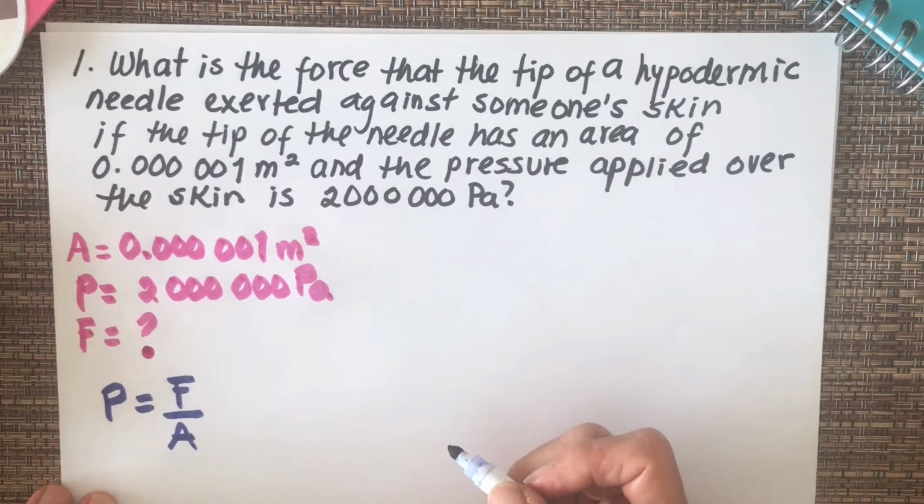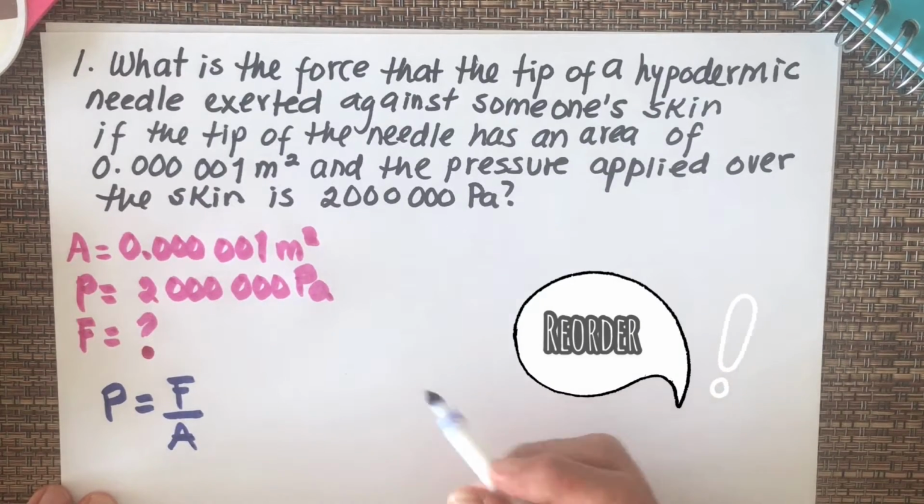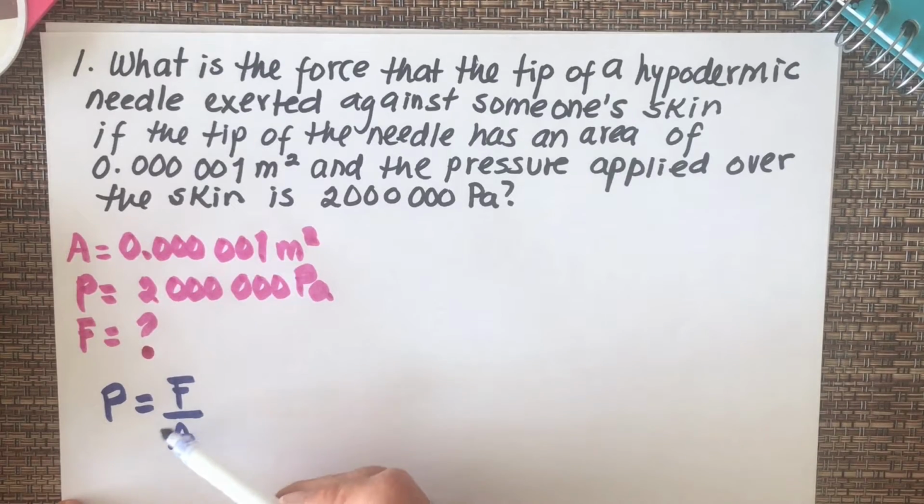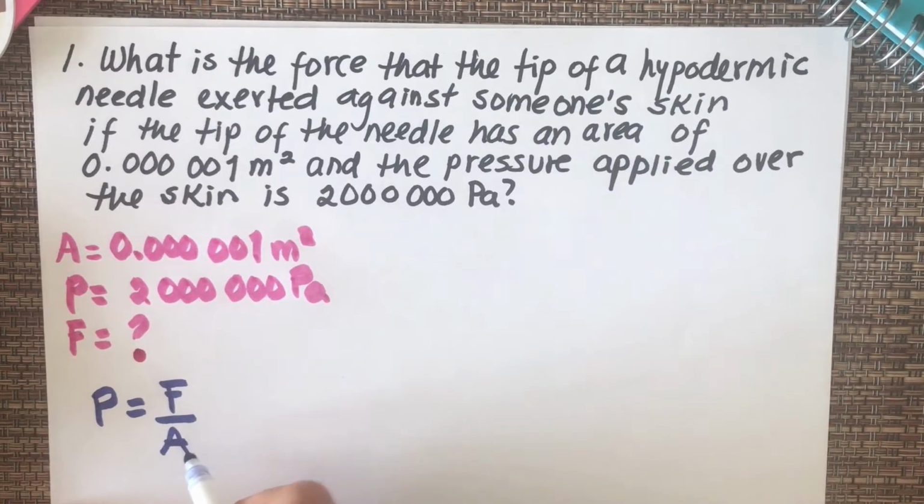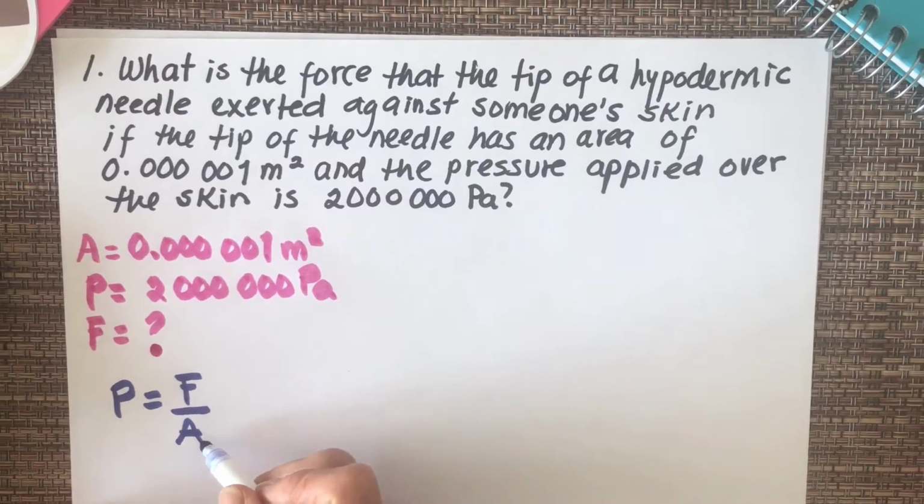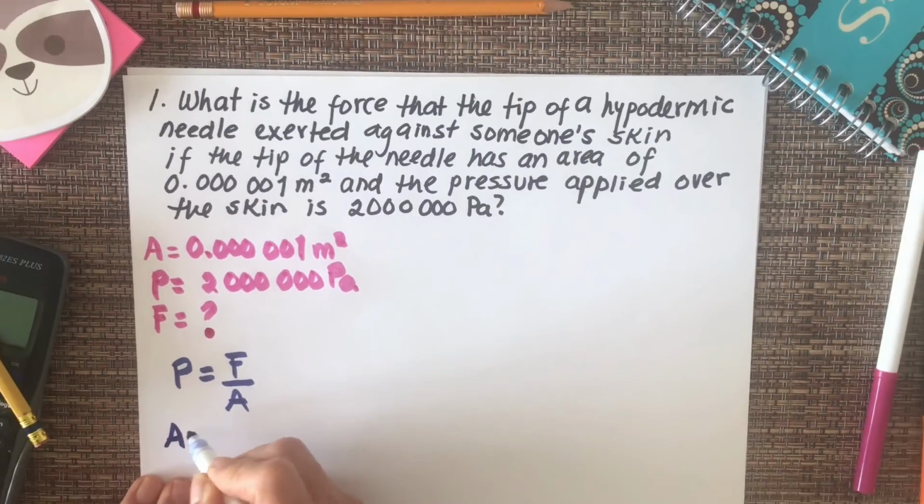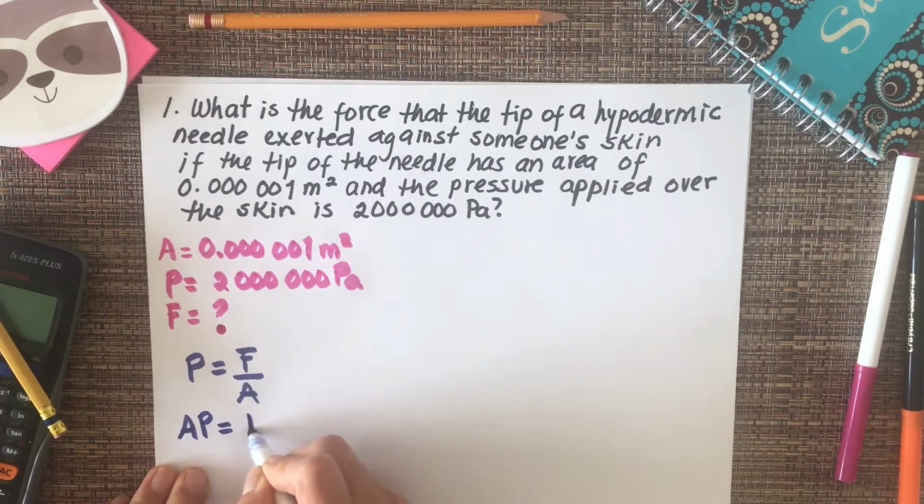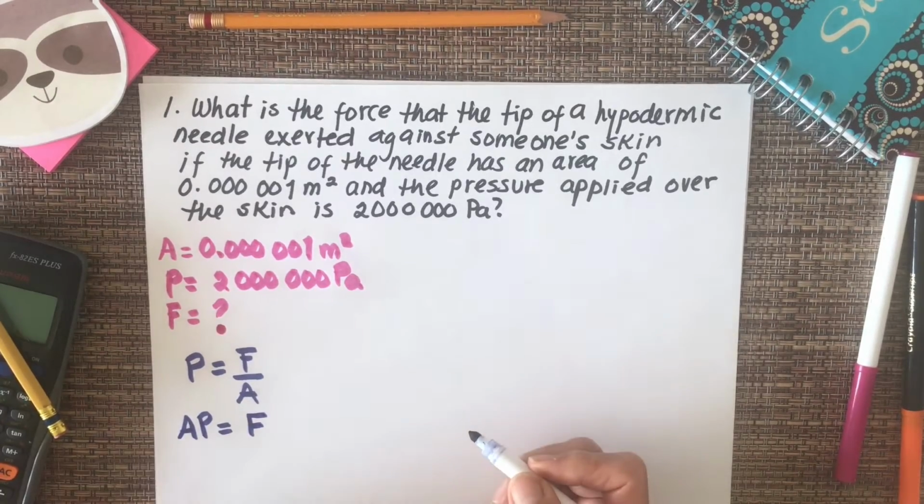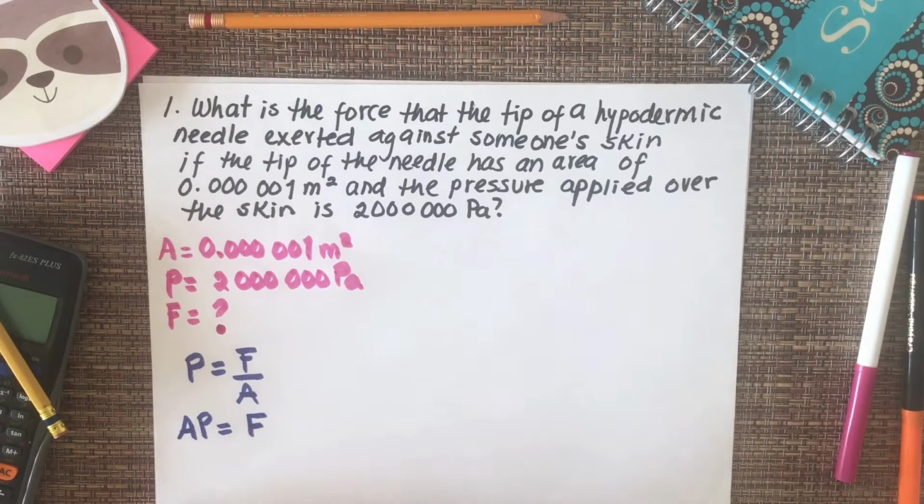In this case, we need to reorder the formula because we are looking for force. Then we need to move area to the other side of the equation. Area passes to the other side multiplying because on this side area is dividing. Area multiplying by pressure equals force.